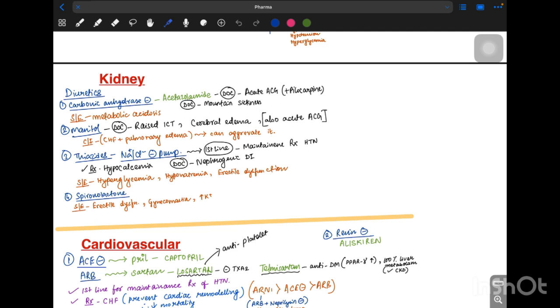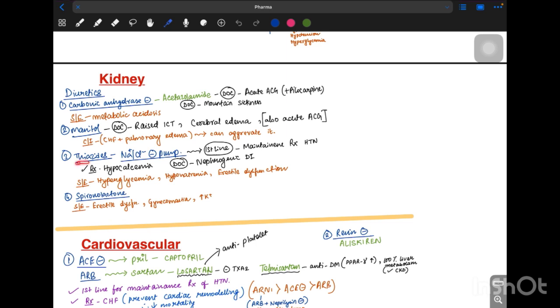Now, what are the contraindications for mannitol? We cannot give mannitol if the patient is suffering from chronic heart failure, congestive heart failure, and pulmonary edema. Why? Because it can aggravate and precipitate the disease. So if the patient is suffering from CHF or pulmonary edema, we cannot give mannitol in that patient. We have to give some other drugs.